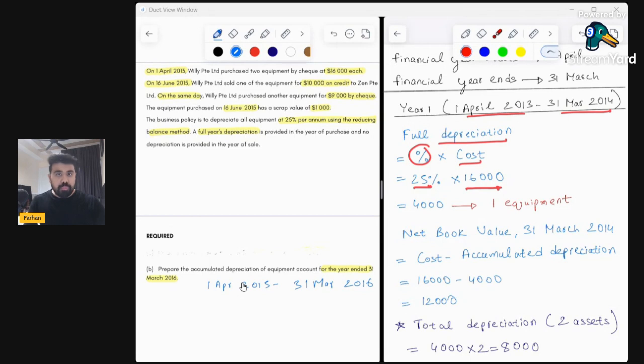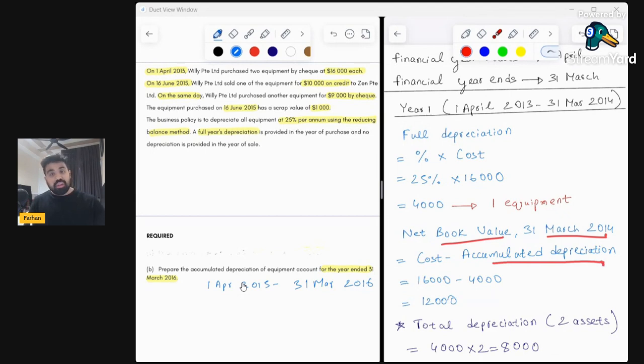So 25% multiplied by 16,000 gives us $4,000 as the full depreciation, which is valid for one asset or one equipment only. Now, every time you are using the reducing balance method for calculation purposes, I recommend you also find the net book value at the end of the financial year. In this case, we want to find the net book value at end of 31 March 2014, which is simply the difference between the cost and the accumulated depreciation. The accumulated depreciation simply stands for the total depreciation expense we have accumulated or aggregated so far since the day of purchase.